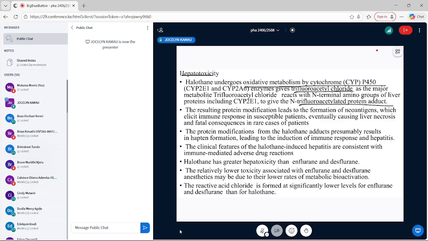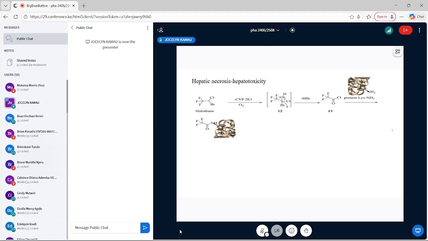And sometimes I hope and wish that you would also take your time, and if you need to, explain in the same manner. So this is what we are looking at, that we are starting with halothane.